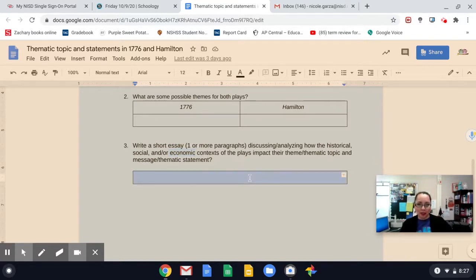So you'll write your response here. You can write it all in one paragraph and talk about 1776 and Hamilton and what's going on in the plays to help teach this lesson. Or if you want to attack it individually, talk about 1776 first and then talk about Hamilton, you can branch off and do more than one paragraph.